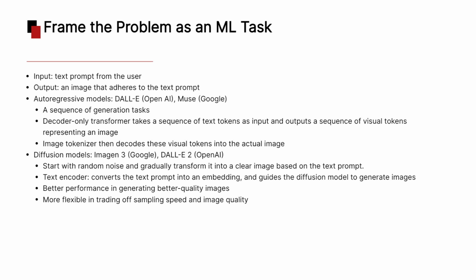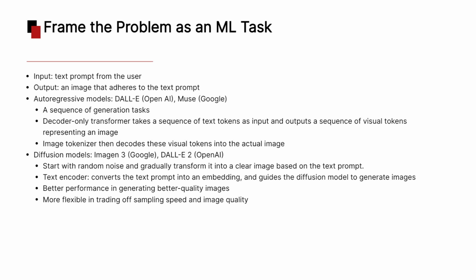Text tokenization. The prompt is tokenized into a sequence of discrete tokens using a subword tokenizer, e.g., BPE. Sequence modeling. A decoder-only transformer predicts the next token in the sequence, starting with text tokens and then generating image tokens one by one. Image reconstruction. The image tokenizer, e.g., VQVAE or VQGAN, converts the discrete visual tokens into the final image.